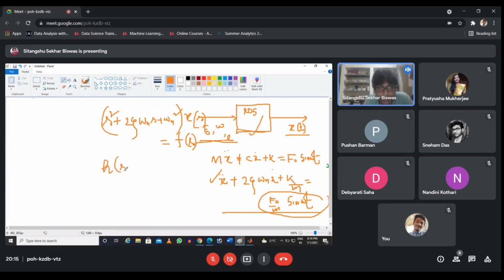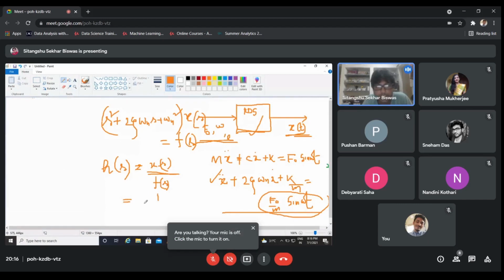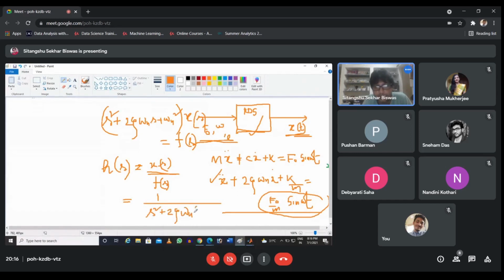Now the transfer function, if I want to represent the entire system as a transfer function, that transfer function H(s) is basically output by input. My output is the displacement, so it is X(s), divided by my input, which is the excitation, F(s). That is nothing but 1 by s square plus 2 xi omega n s plus omega n square.